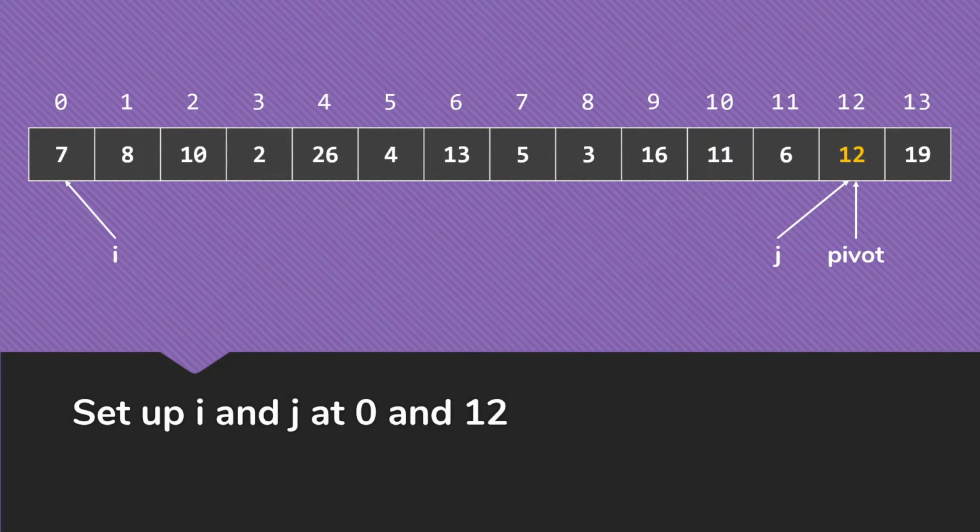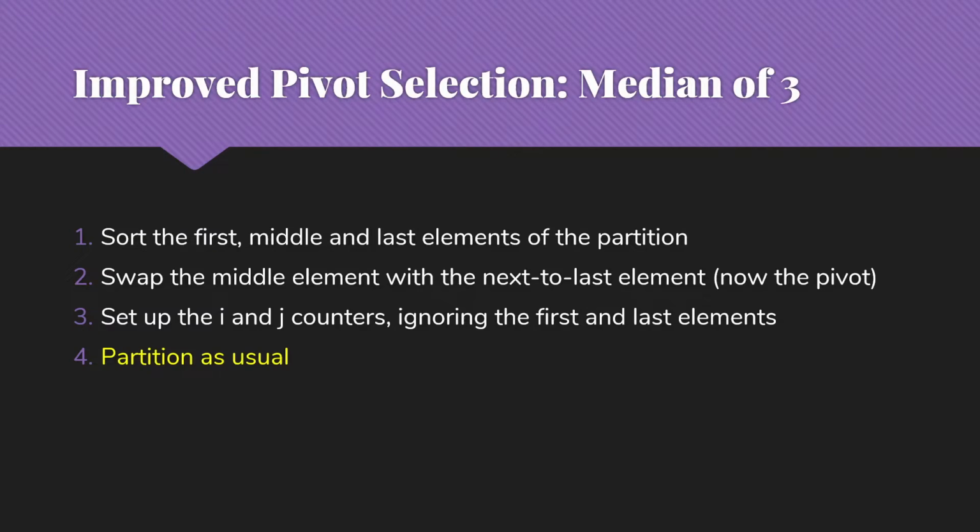So instead of pointing I at minus one here, we're going to point it at zero, and we're going to make J be 12. So it's starting at the pivot just as it did before, but the pivot is in the next to last spot of the partition, not the last one. Then we're just going to partition as usual. So those first three steps were our median of three process. Now that we've done that, we're just going to go ahead and do our usual partitioning process.